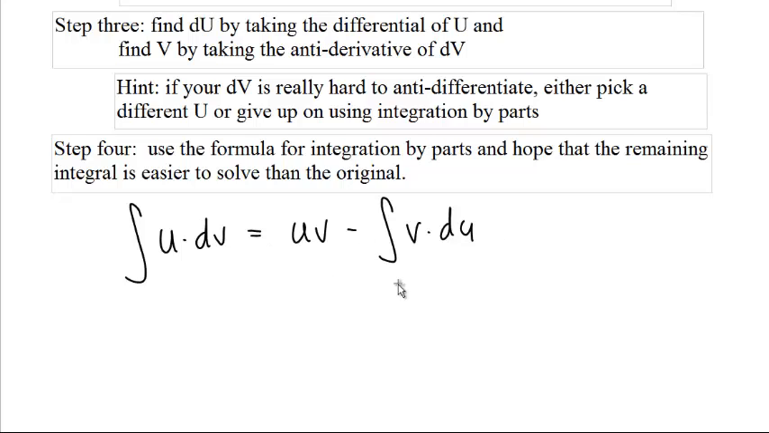So, it turns an integral into something minus another integral. Hopefully, this remaining integral is easier to solve than what you started with. That's how integration by parts simplifies things. Now we'll do some real examples.